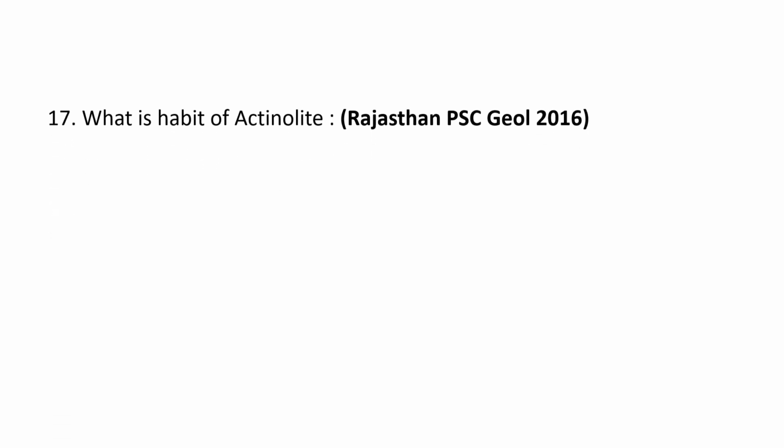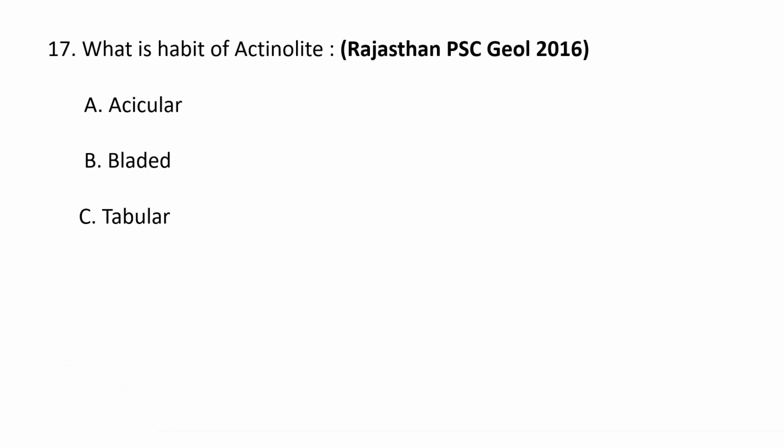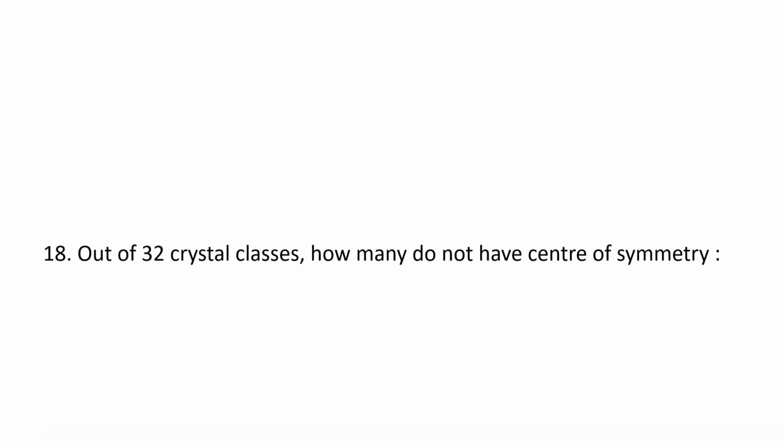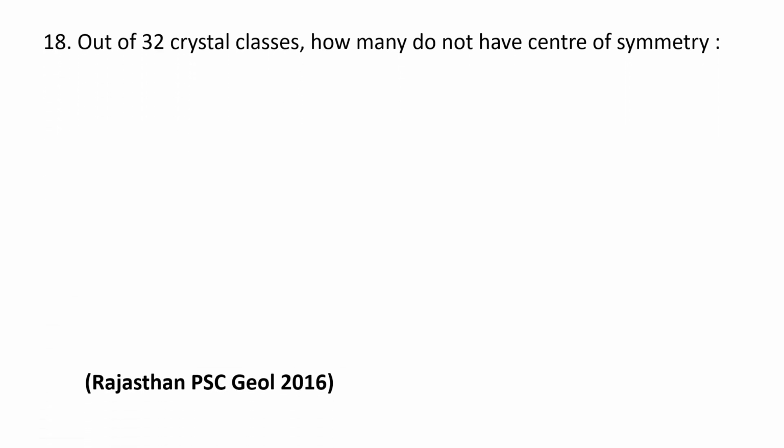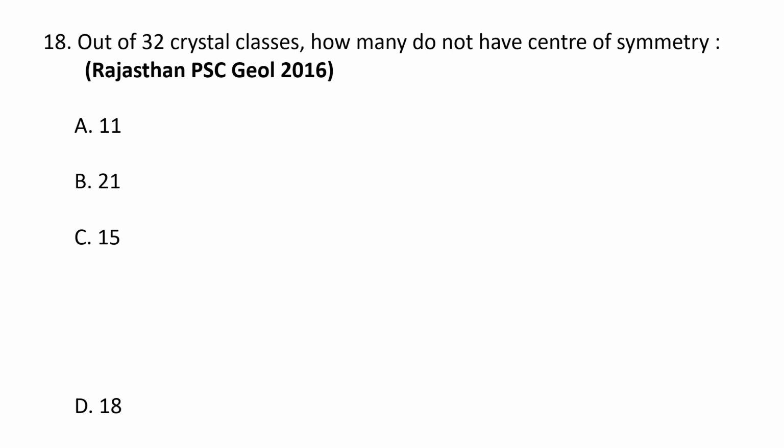Next question. What is the habit of actinolite? A. Acicular, B. Bladed, C. Tabular, and D. Equant. So the habit of actinolite is bladed. B is the correct option. Next question. Out of 32 crystal classes, how many do not have center of symmetry? A. 11, B. 21, C. 15, and D. 18. So out of 32 crystal classes, 21 crystal classes do not have the center of symmetry. That means these are non-centrosymmetric, crystals having no center of symmetry. B. 21 is the correct option.